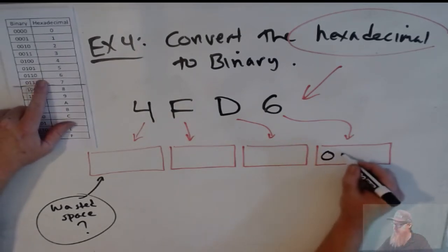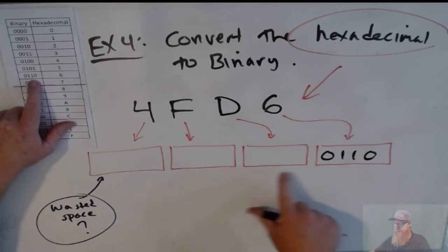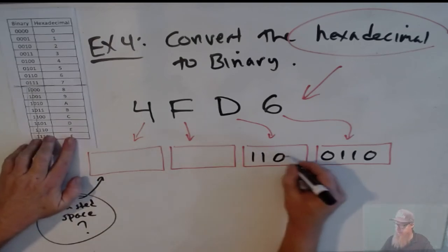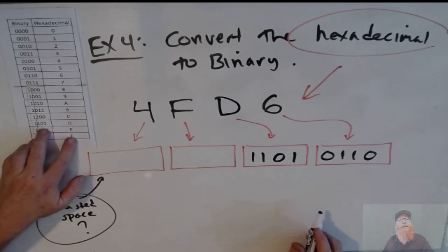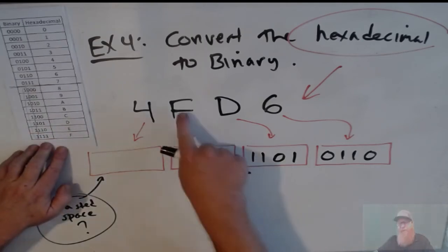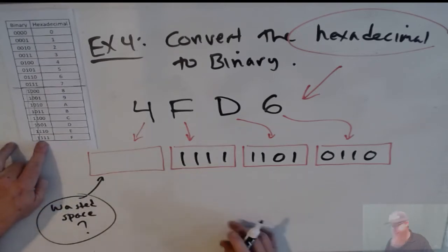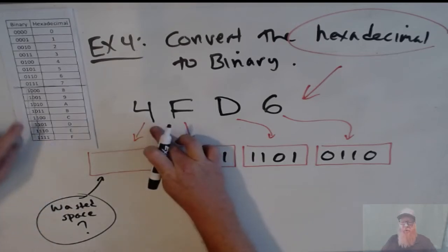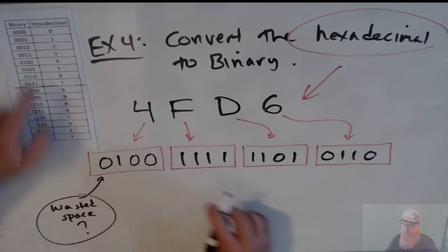6 is 0, 1, 1, 0. That's 6. You got D. D is 1, 1, 0, 1. That's D. You got F. F is 1, 1, 1, 1. I always memorize that one. And then 4. 4 is 0, 1, 0, 0.